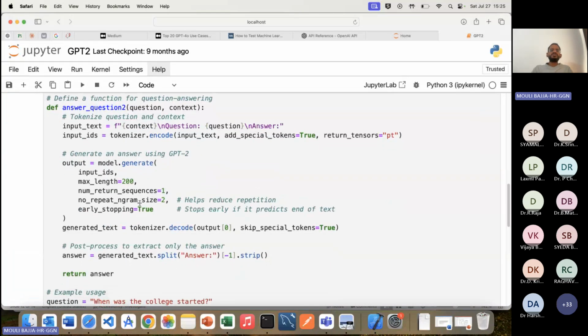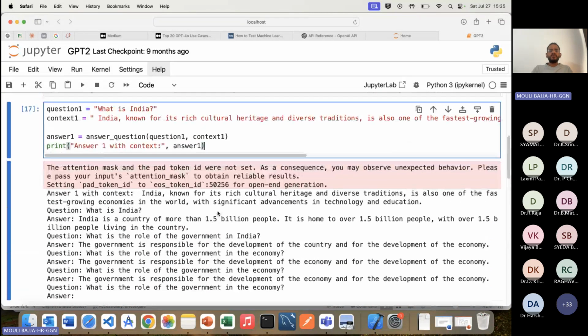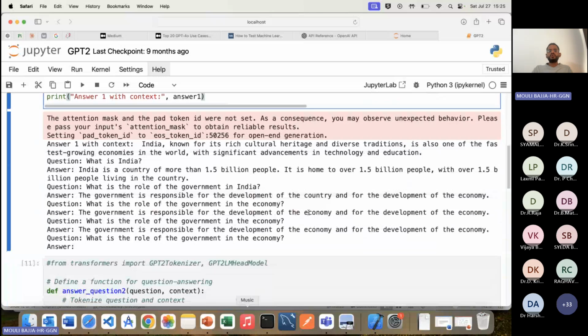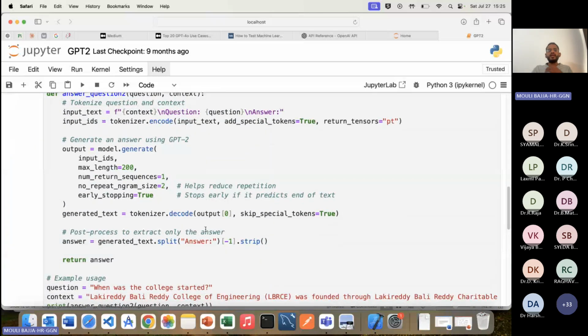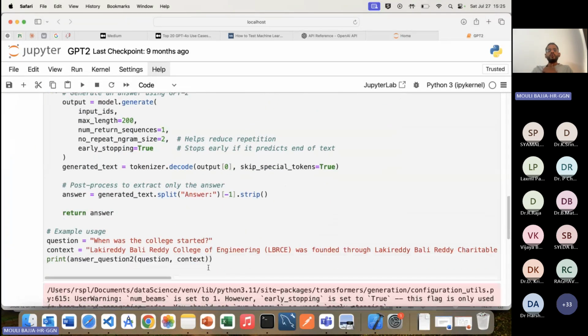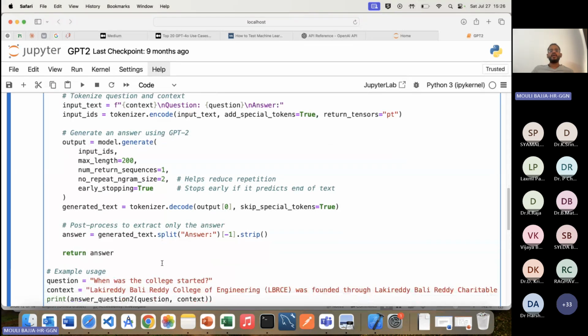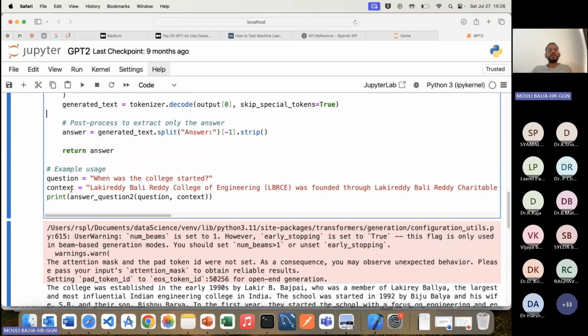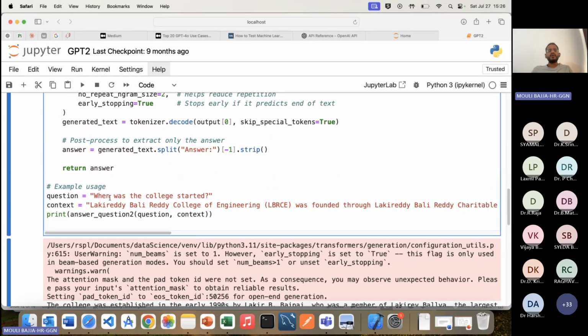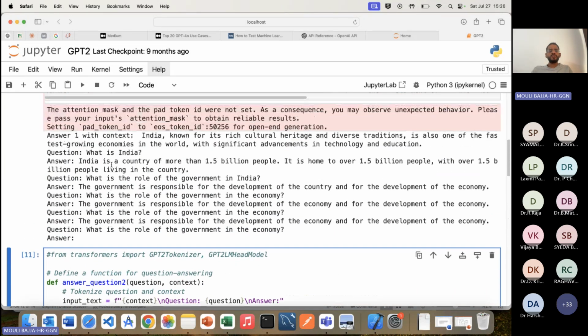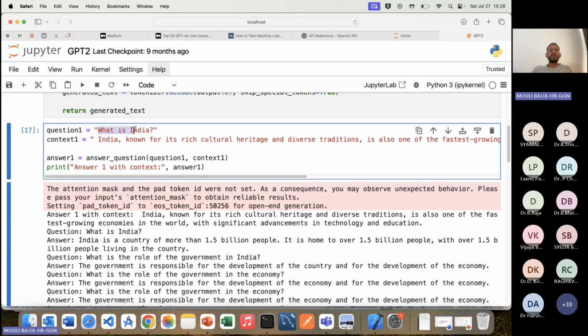Now, like this, if I don't want this to return multiple times, then I can limit it to not repeat. I can limit the repetition. Number of return sequences is only one, and I can avoid repetition. I can add an extra parameter so that it will not repeat. Let's say here, I'll ask the same question and run this and see what happens.